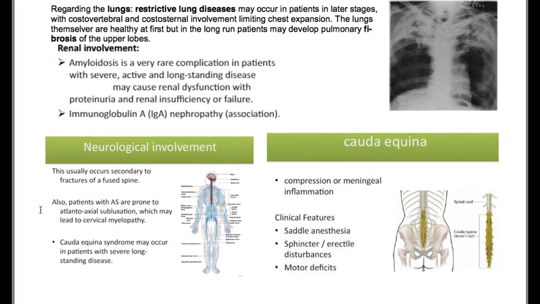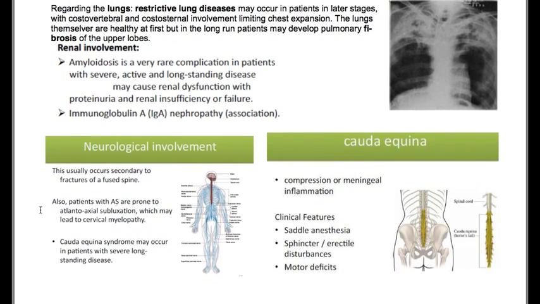Regarding the lungs, we have restrictive lung diseases, which may occur in later stages, with costovertebral and costosternal involvement limiting chest expansion. The lungs themselves are healthy at first, but in the long run, patients may develop pulmonary fibrosis of the upper lobes. Renal involvement, amyloidosis, is a very rare complication in patients with severe active and long-standing disease, which may cause renal dysfunction with proteinuria and renal insufficiency or failure.